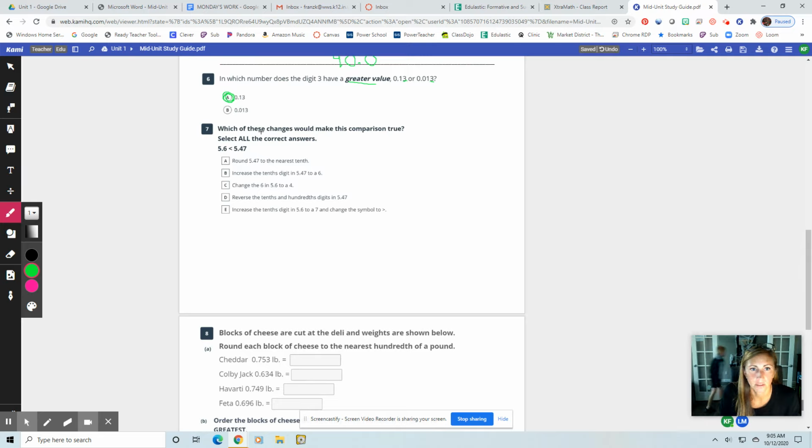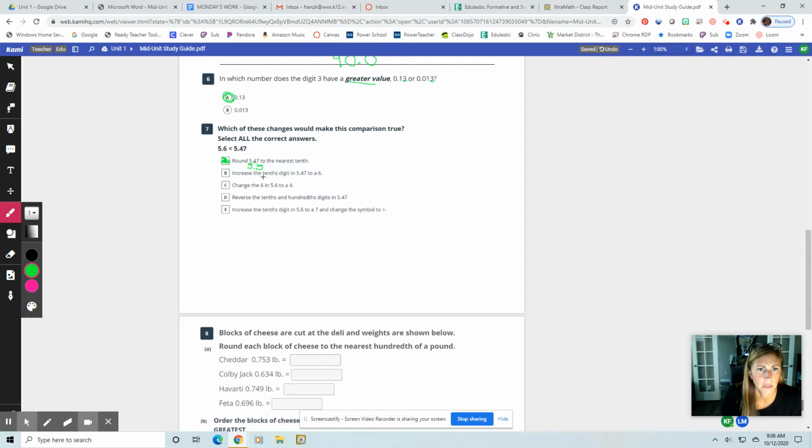So which of these changes would make this comparison true? Select all the correct answers. Ooh, it's kind of like a riddle-ish type of thing. So round this number to the nearest tenth. So if we rounded it to the nearest tenth, would it still be true? All right, so tenth is here. So that means it would be a 5 and 5 tenths. So would this still be true? Would 5 and 6 tenths be less than 5 tenths? Yes, it would be true. So we're shading that one in.